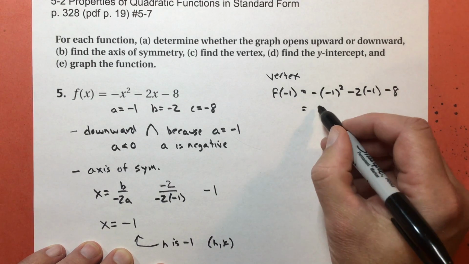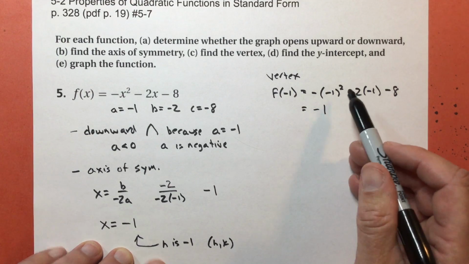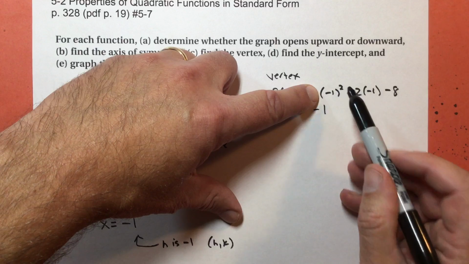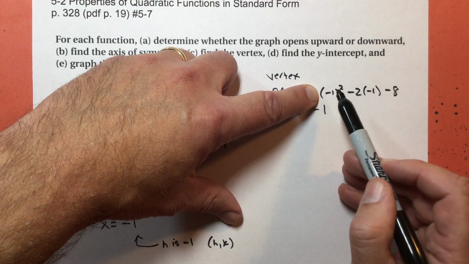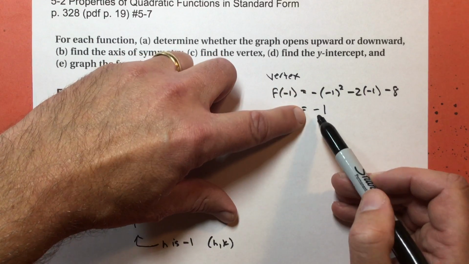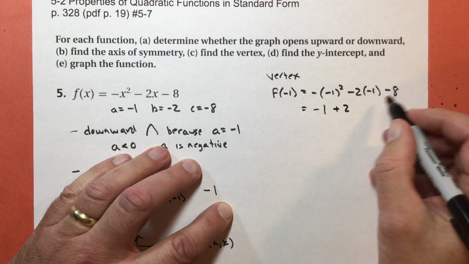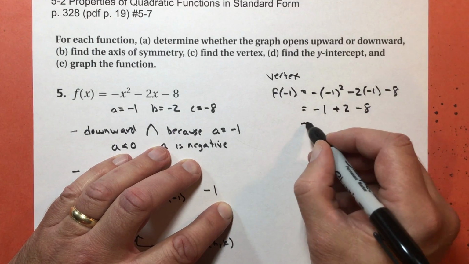Negative 1 squared is 1, and I get negative 1. There's a lot of negative 1s there, okay? Take care of the exponent first. This is negative 1 times negative 1, which is positive 1, and the opposite of that is negative 1. Negative 2 times negative 1 is positive 2, subtract 8.